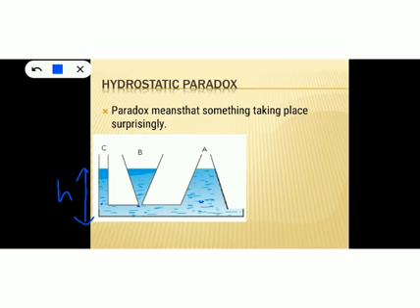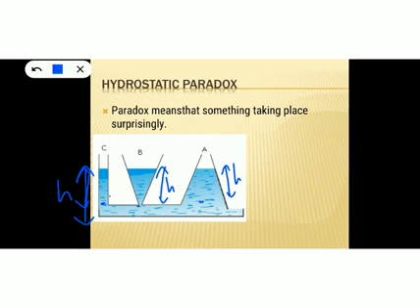But quite surprisingly, we can see that the pressure acting at the base of A, B and C will be equal. Why? If we consider this point in the vessel C, this much liquid column is exerting pressure at this point, and similarly the height of the liquid column above this point is H. The height of the liquid column above this point is also H. And we know that pressure depends only on the height. Since the height of the liquid column above all these points is the same, the pressure exerted by that liquid column at all these points will be equal. So this shows that the pressure at A, B, C does not depend upon the base area or shape of the container.